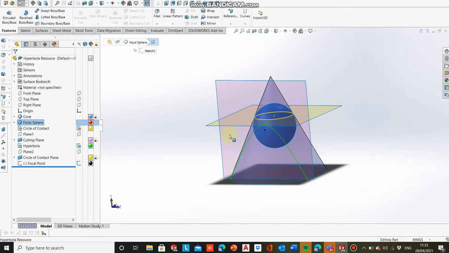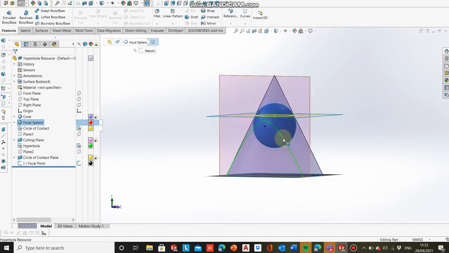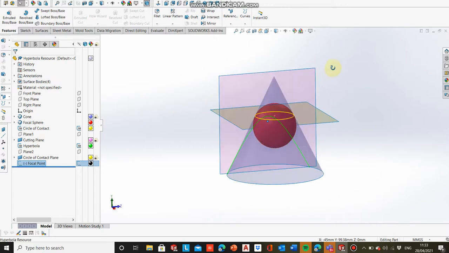The vertex is the point at which the cutting plane intersects with the extreme generator, and the focus then is the point at which the focal sphere coincides with the cutting plane. The focal line is perpendicular to the cutting plane.